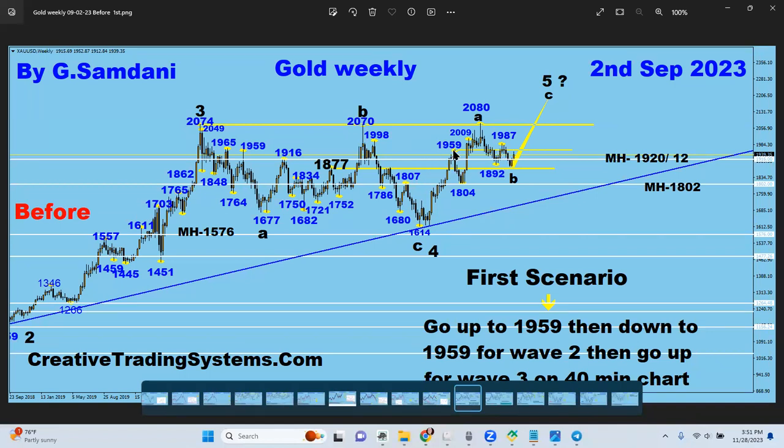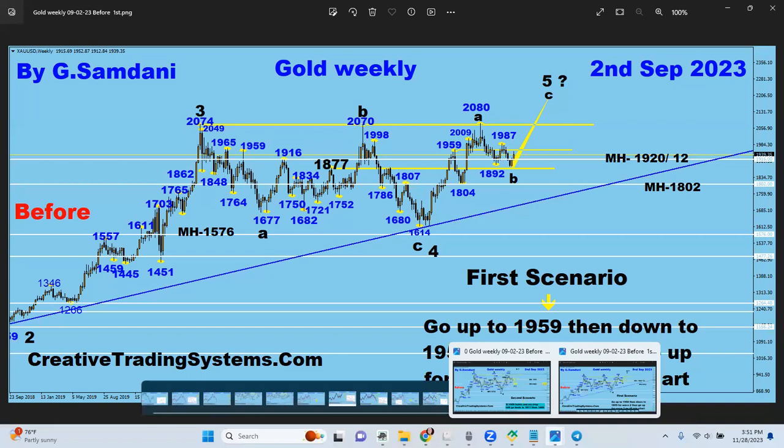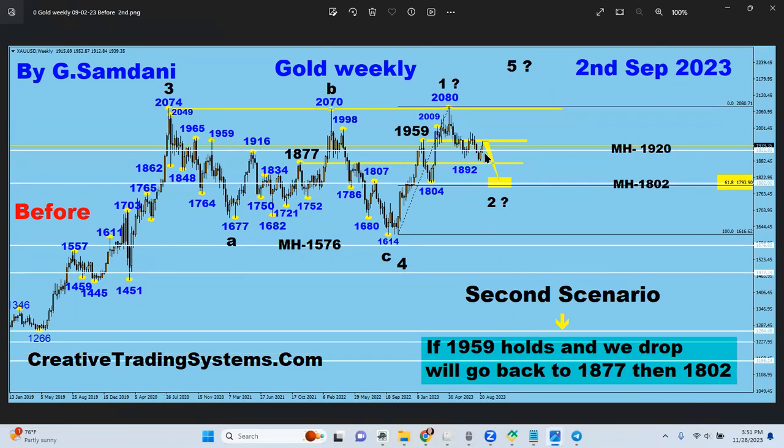If we go above 1959, then we're probably going to go up to 1987, then come back to 1959, and then bounce, and then continue to go to the upside, right? So, bouncing from 1877 straight up to the upside. The second scenario was that right from 1959, we're going to drop back to 1877, and then even more to the downside to 1802, and then probably bounce.